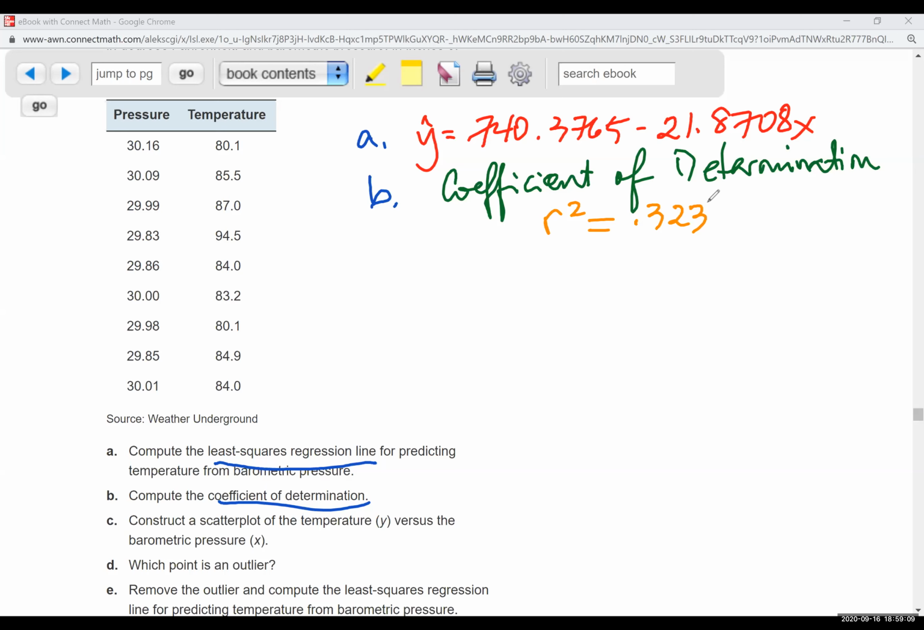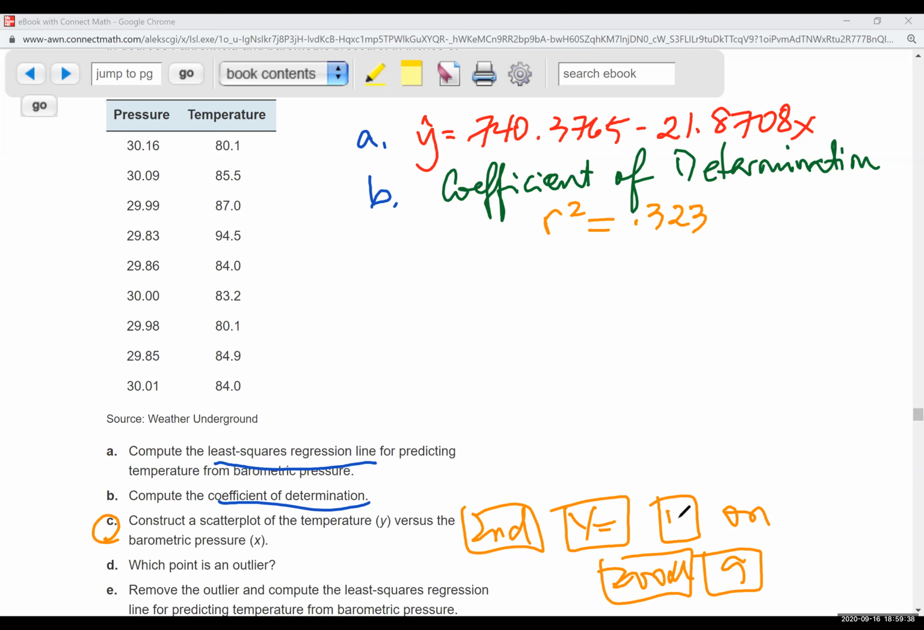All right, so next, scatter plot, you know how to do this. Second, y equals, 1, turn it on, and then make sure that your x list and y list are L1, L2, and then do that, and zoom 9. All right, so you should be able to see a scatter plot for letter C, okay?